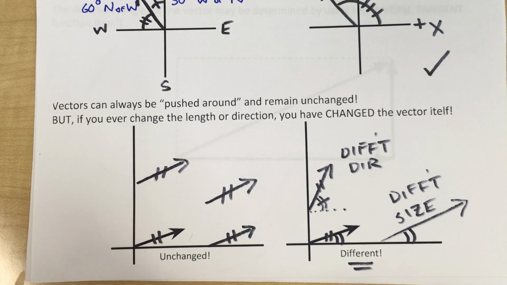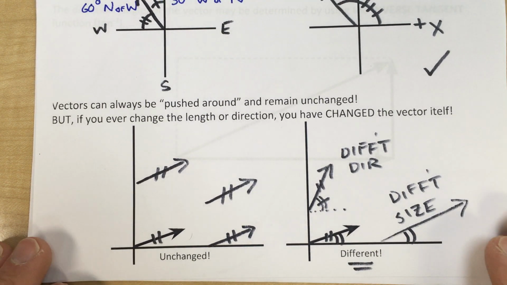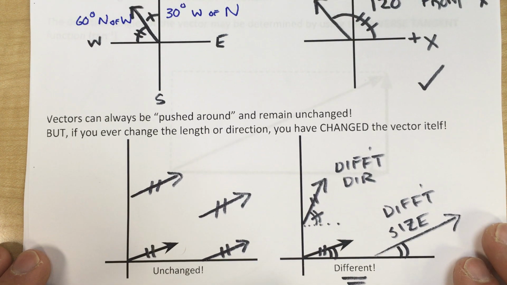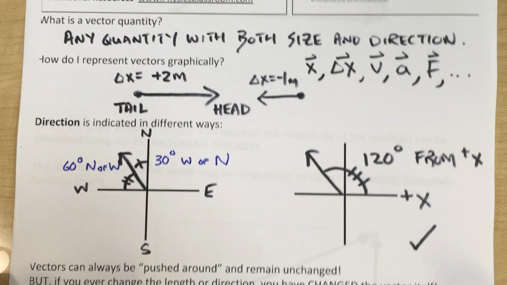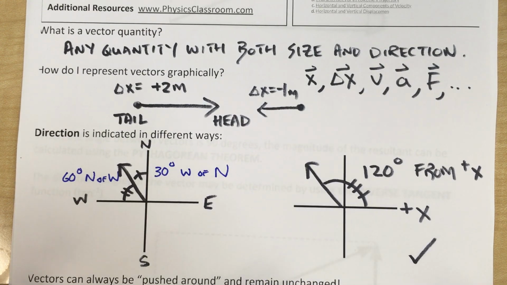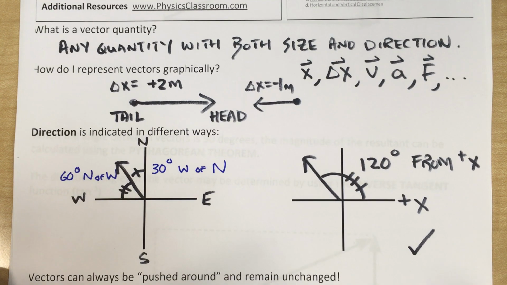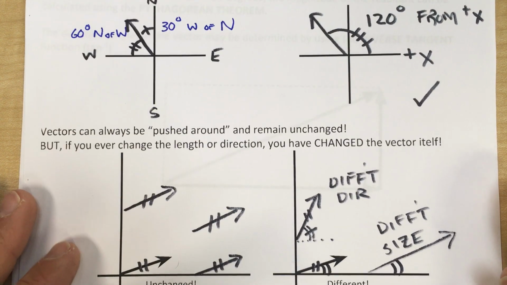To summarize, in this first video we've talked about how to represent vectors graphically by drawing them. We've talked about the fact that they have both a size and a direction, and that arrows are a tool for representing those vectors.